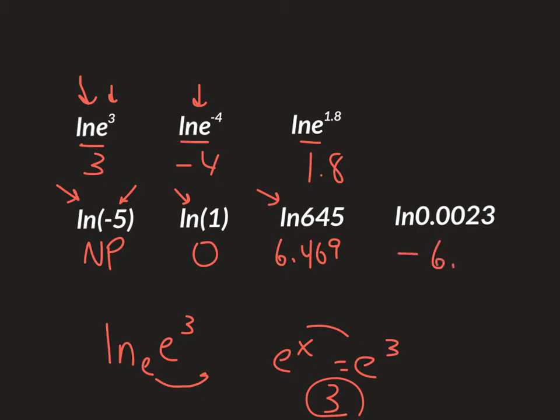Negative 6.075. And you can punch it in. You want to stop the video, punch those in, make sure you see how to do that. Again, the ln button, the natural log button, right below the log button. Okay, ln has base e.